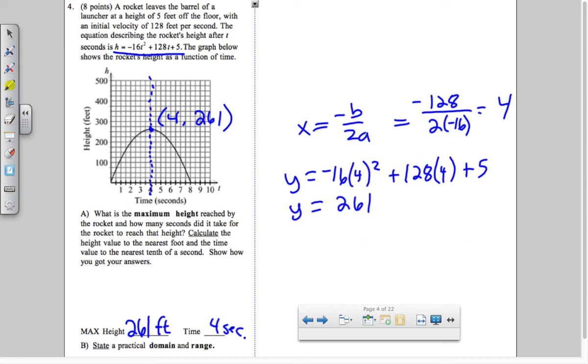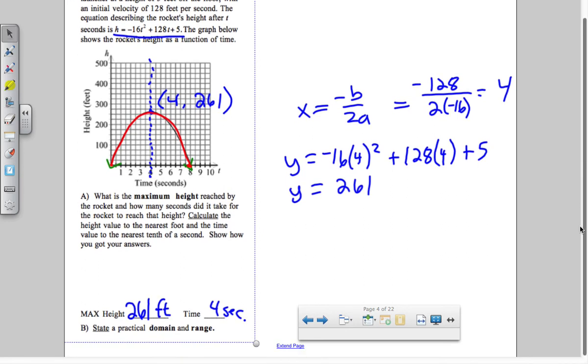So then, to answer the last question there, state a practical domain and range. A practical domain and range are a domain and range that fit this practical situation. In theory, the parabola goes down and out forever. So its domain would be negative infinity to infinity. But in this practical problem, it really only makes sense for this part of the parabola. It stops and ends here. So the practical domain is those time periods.